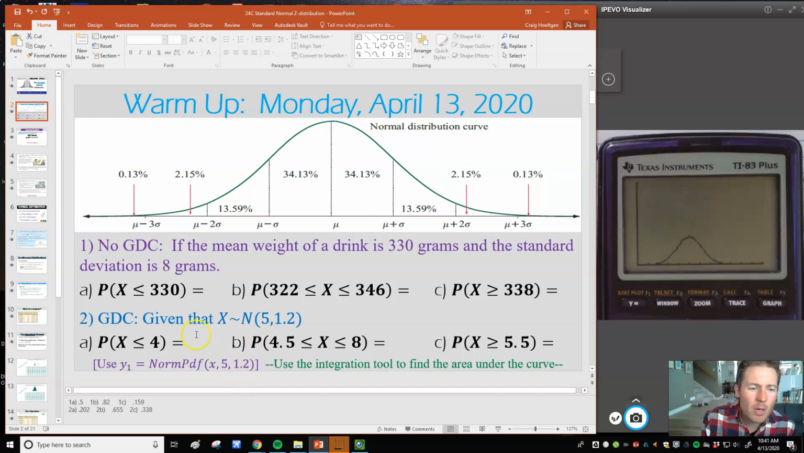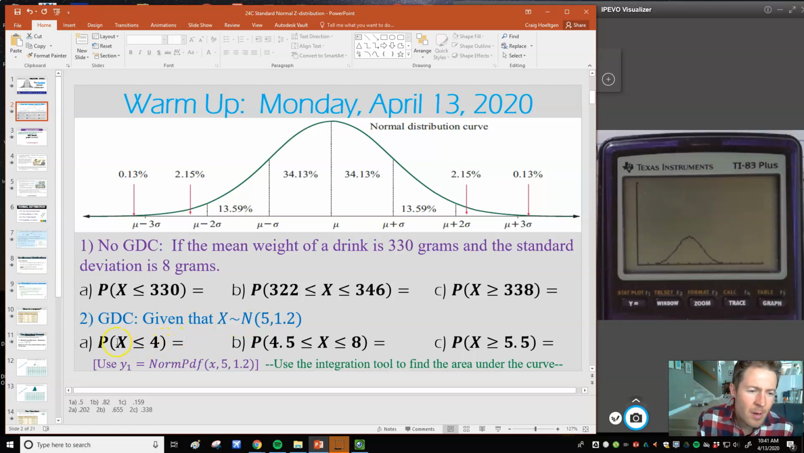The skill we're working on now is using this to find the probability. Here we're asked to find the probability x is less than 4. Notice 4 doesn't fall nicely on one of these standard deviations like in the previous question. If you have to do this without a calculator, you need these intervals to be nice multiples of your standard deviation and your mean. With a calculator, we're free from that. We can do any value within that range.